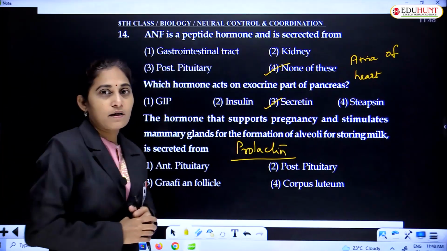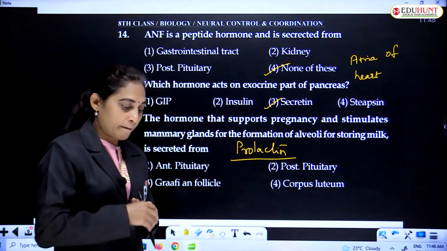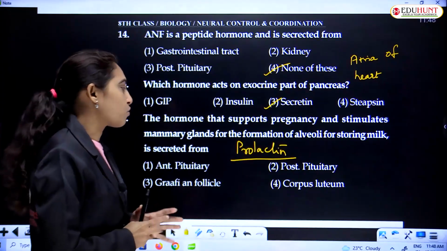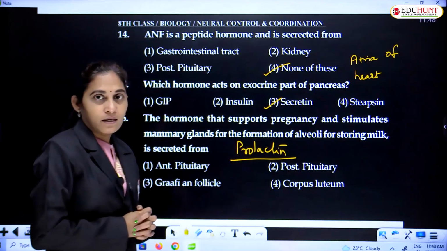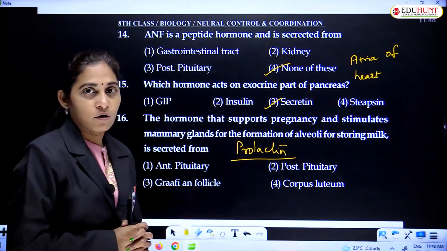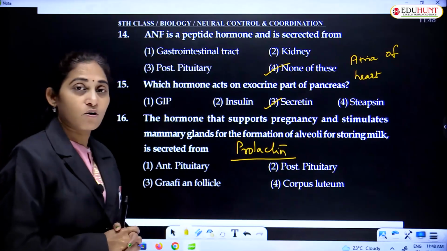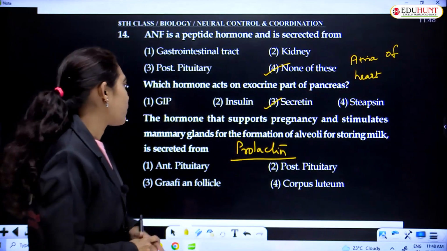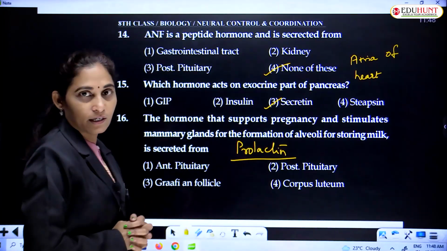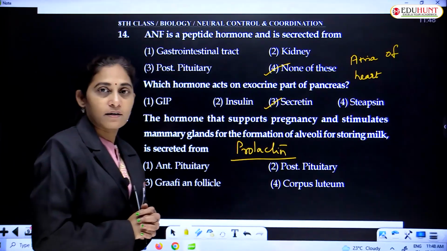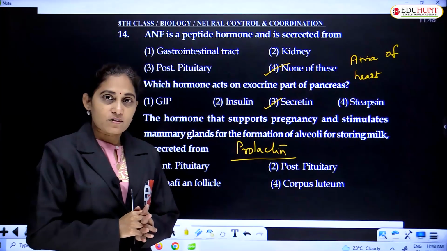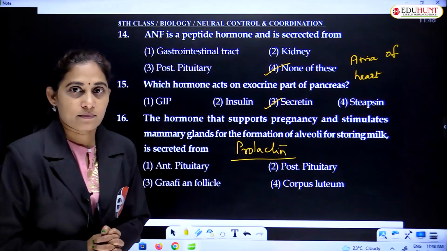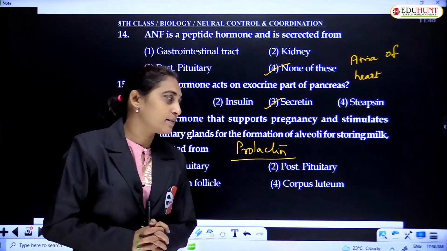The anterior pituitary part releases 6 different hormones we have seen, that is growth hormone, prolactin, melanocyte stimulating hormone, adrenocorticotropic hormone, and others. All these 6 hormones are secreted by the anterior pituitary gland. The posterior pituitary gland is the neurohypophysis, which secretes oxytocin and vasopressin. Vasopressin is also called antidiuretic hormone.